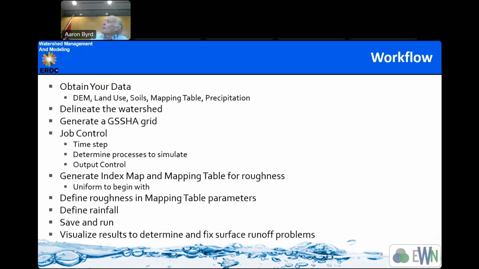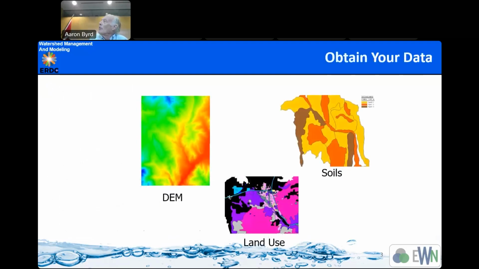Generate your index map and mapping tables just for roughness. So in this particular model, we're going to create just overland flow to get it going. Define the roughness in the mapping table, give it some rainfall to run with, save and run, and then visualize the results. As Chuck said earlier, you can build as much or as little complexity in your GSSHA model as you want. But this template is kind of the minimum you've got to do to get a model running.